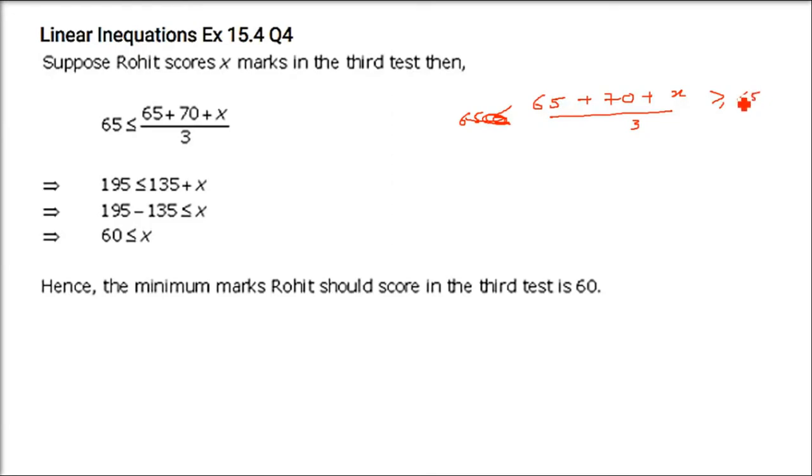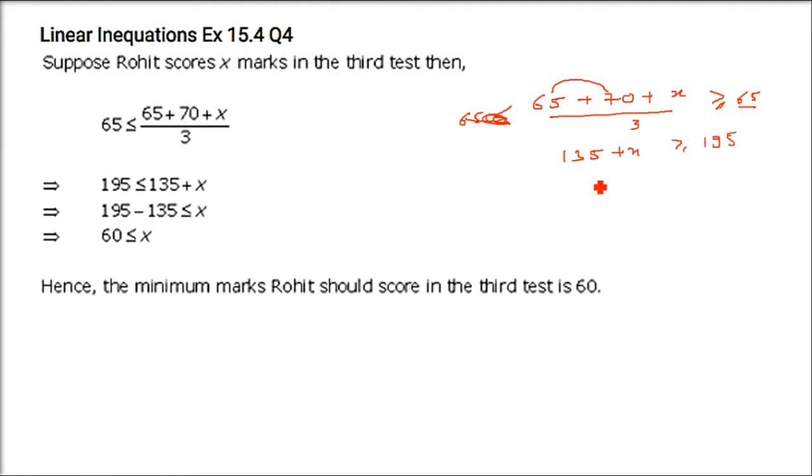Minimum is 65. At least means minimum, right? So greater than or equal to 65. How to do it? Multiply both sides by 3. You get 65 plus 70 is 135, and the plus x greater than or equal to 65 into 3 is 195.